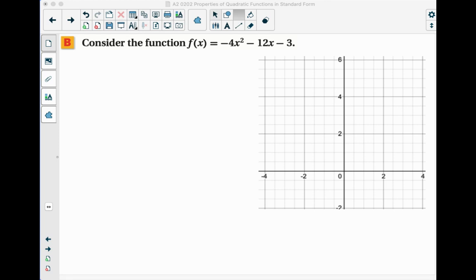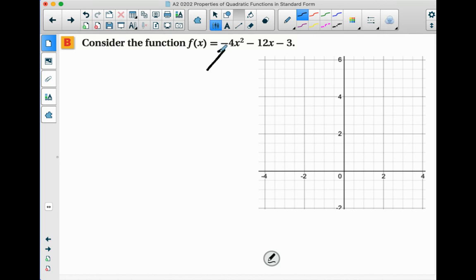You know what? We're just going to go over this one as well. And then I have two on the next slide that you can try out yourself. So here we go. The first step, they said, determine if it's facing upward or downward. This negative in the front means that our parabola is going to be opening downward.